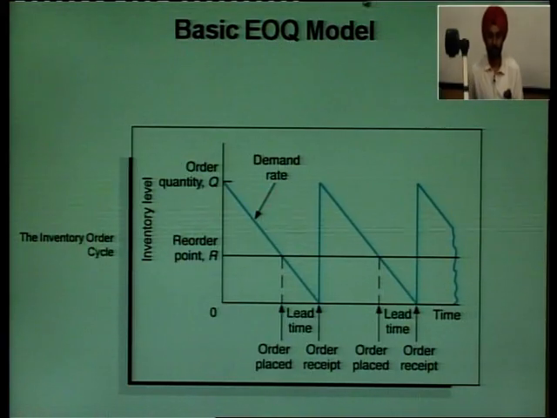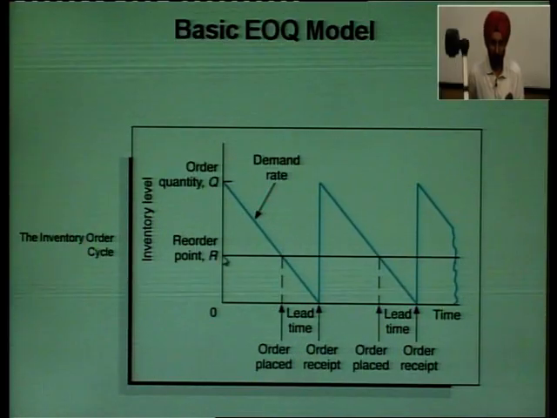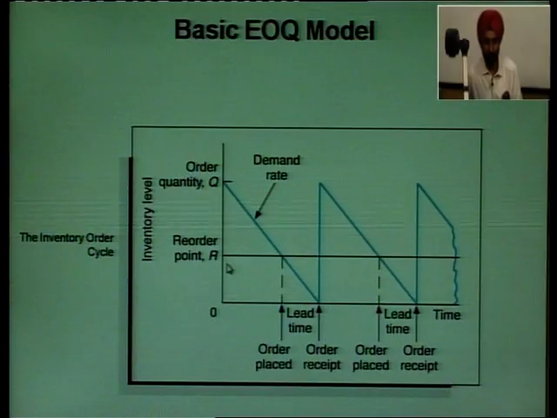Now this is the basic EOQ model. Okay. Now this is our ordering quantity, that is Q. This is being declined due to consumption. Now this is the reorder level, as we have seen in the continuous system. So when our inventory level reduces to this level R.